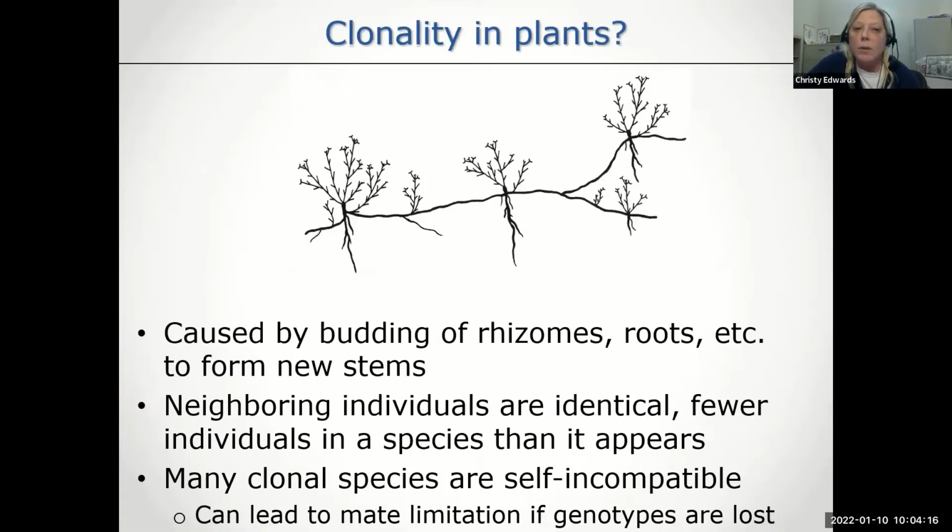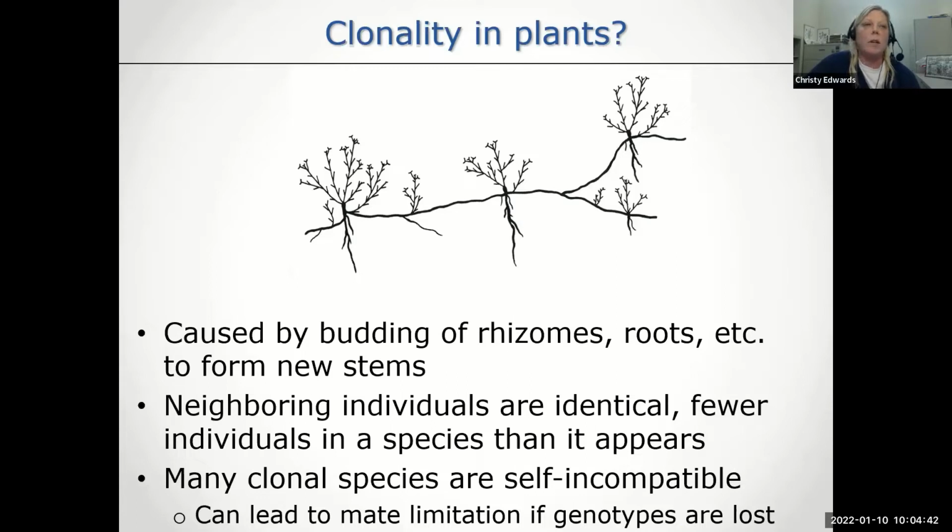Okay, so clonality is a really common thing in plants. There's a whole suite of plants that are clonal, and it's essentially where you get individuals that have rhizomes that bud and form a new genetic individual that's usually right next to the parent individual. And what happens is you get a group of neighboring individuals that, when you go out and genotype them, are all genetically identical to each other.